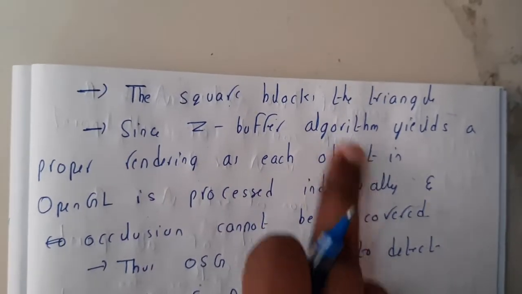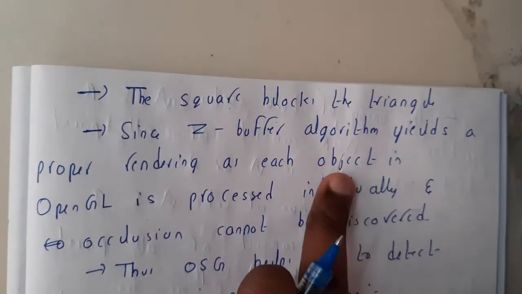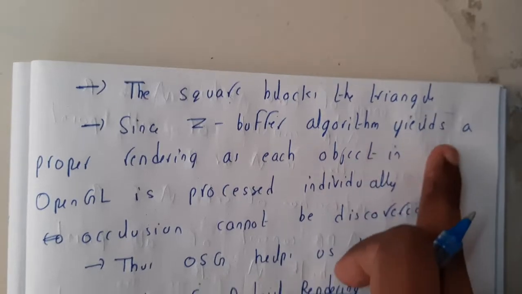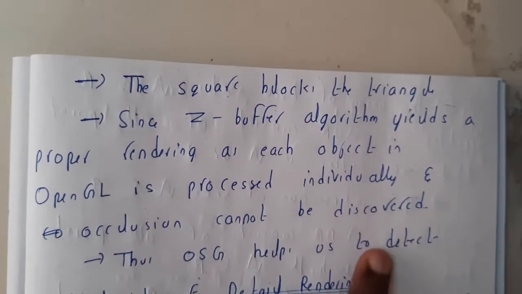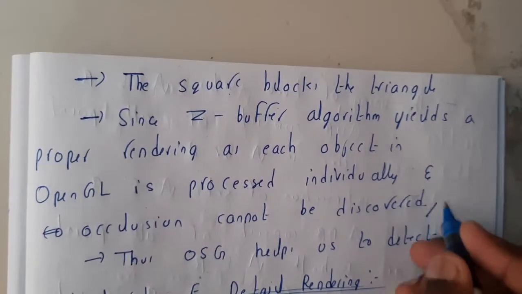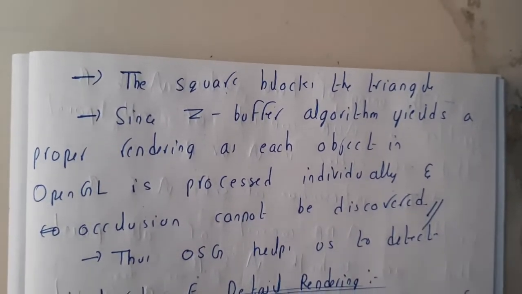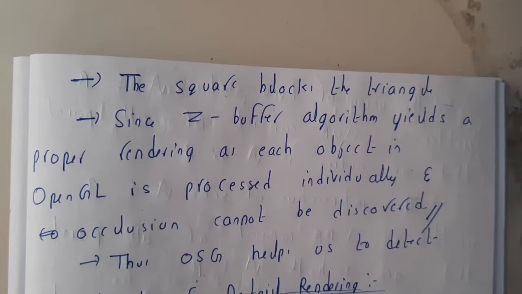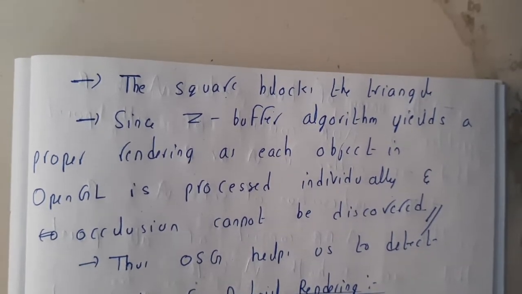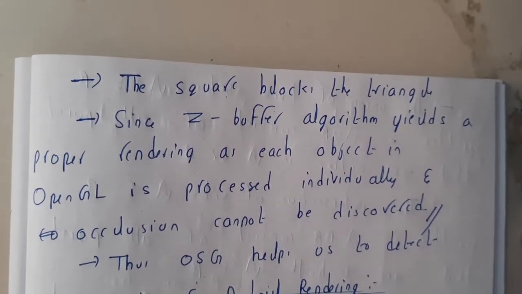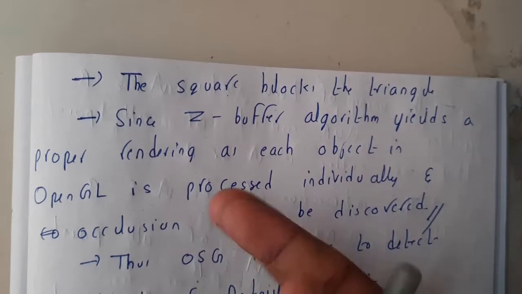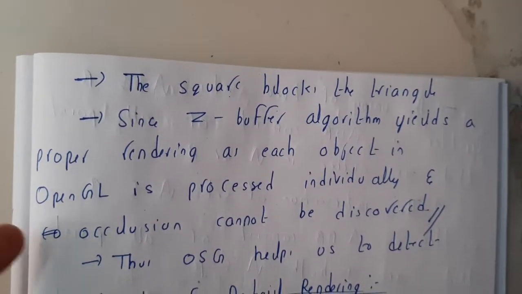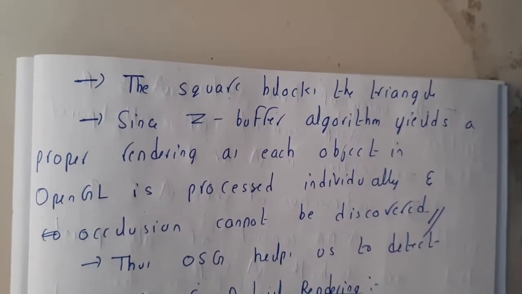So the square blocks the triangle. Since the Z buffer algorithm, guys, we'll be discussing this in the fourth unit, don't worry. The Z buffer algorithm yields proper rendering, as each image in OpenGL is processed individually and occlusion cannot be discovered. In our lectures we have discussed this concept already, but in Z buffer the problem is that it is collecting the data and passing it already into the buffers and pipelines. That is a disadvantage, right? That is the reason why we need to avoid this, and that can be achieved by OSG, Open Scene Graph.